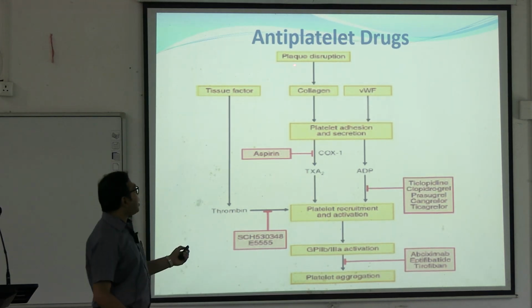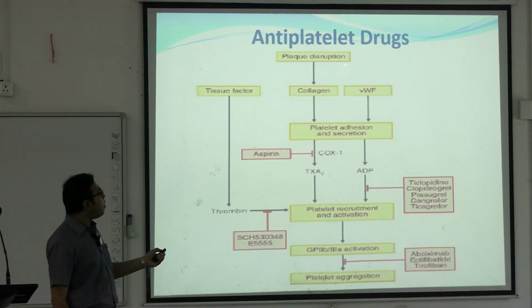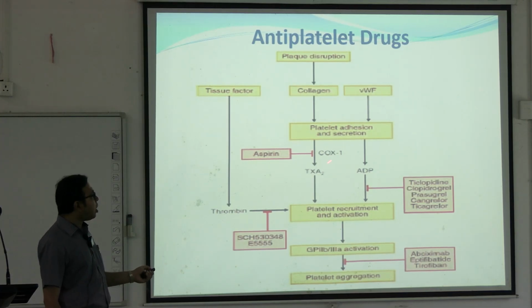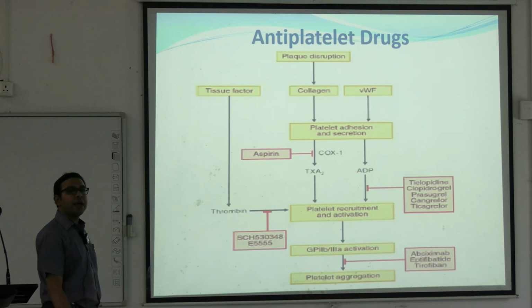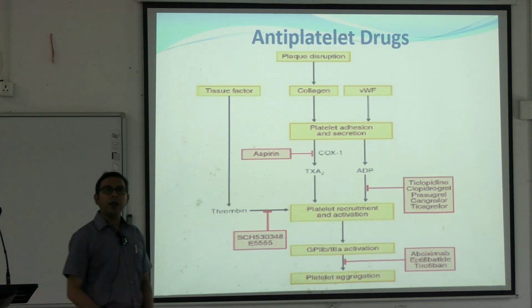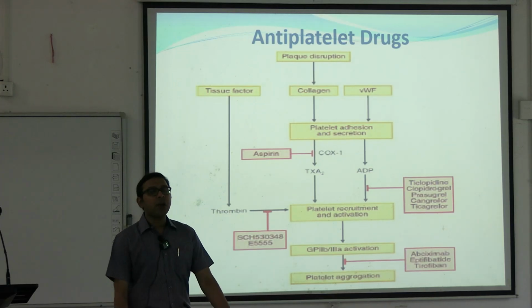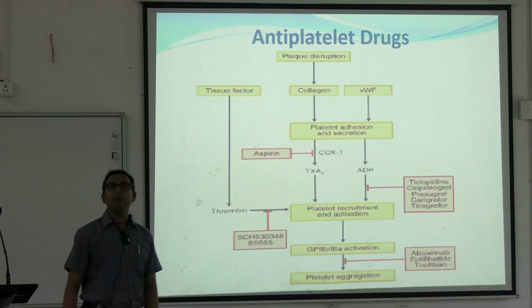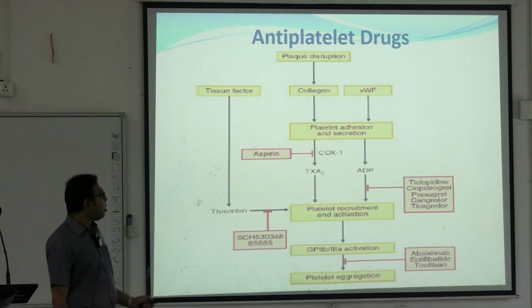Okay. So when there is plaque disruption, collagen and von Willebrand factor come in and lead to platelet adhesion and aggregation. Ultimately, thromboxane A2 and ADP are synthesized, and thromboxane A2 synthesis is done by cyclooxygenase, and the cyclooxygenase inhibitor is aspirin. In the NSAID class, the non-steroidal anti-inflammatory drugs, you have already read about aspirin. Aspirin is an irreversible inhibitor of cyclooxygenase.